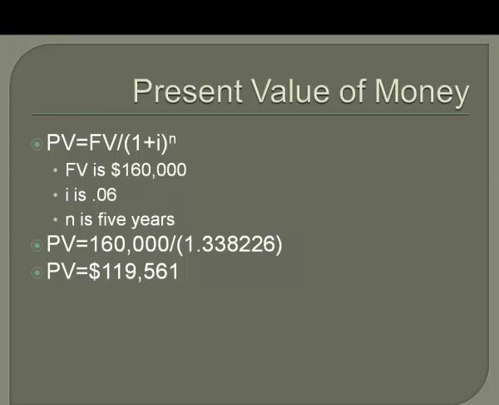What this means to you is that the organization should not invest more than $119,561 today, or this is not a good investment, because you could take that $119,000 and some change, put it in the bank for 5 years, and it would be worth more than what your project promises to be. So that's the present value of money.